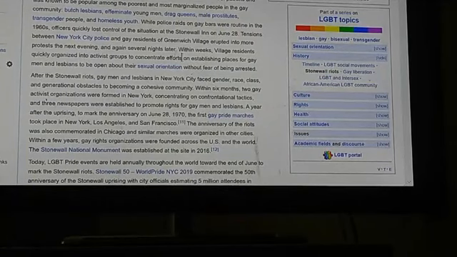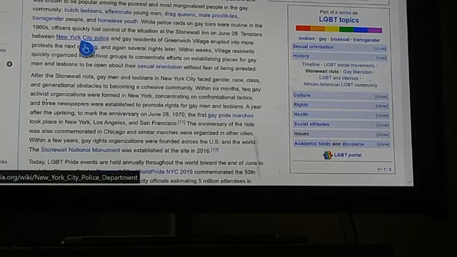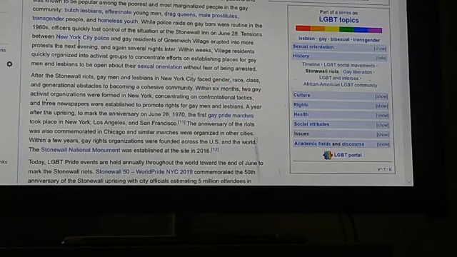Now, continuing. Because we're going to go in. We're going to go heavy, guys. We're going to go heavy. Check this out. Alright, now, after the Stonewall riots, gay men and lesbians in New York City faced gender, race, class, and generational obstacles to becoming a cohesive community.